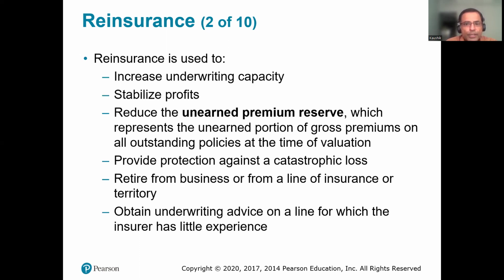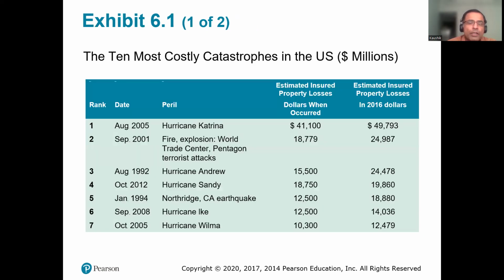It provides protection against catastrophic loss. It helps an insurance company to exit any insurance business while the insurance policies are still active. It can also help an insurance company in underwriting in cases where it has little exposure. So these are some of the objectives or some of the advantages of having reinsurance. So these are some of the top catastrophic losses in the US in recent times and the estimated loss due to these events.